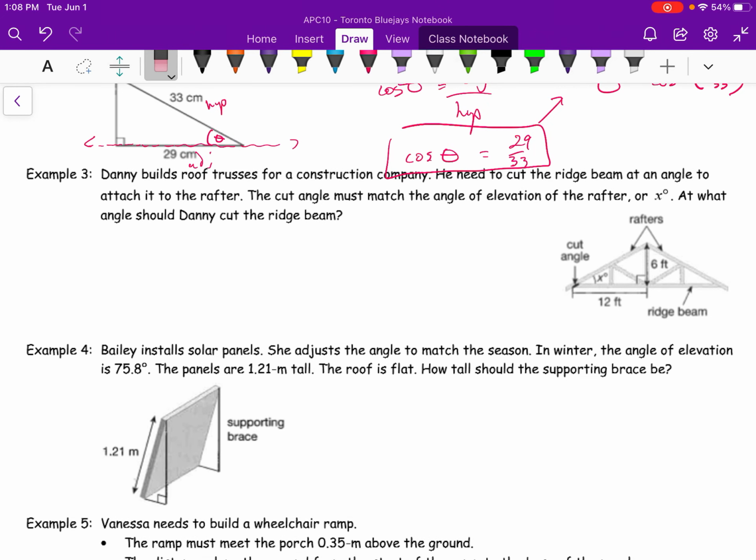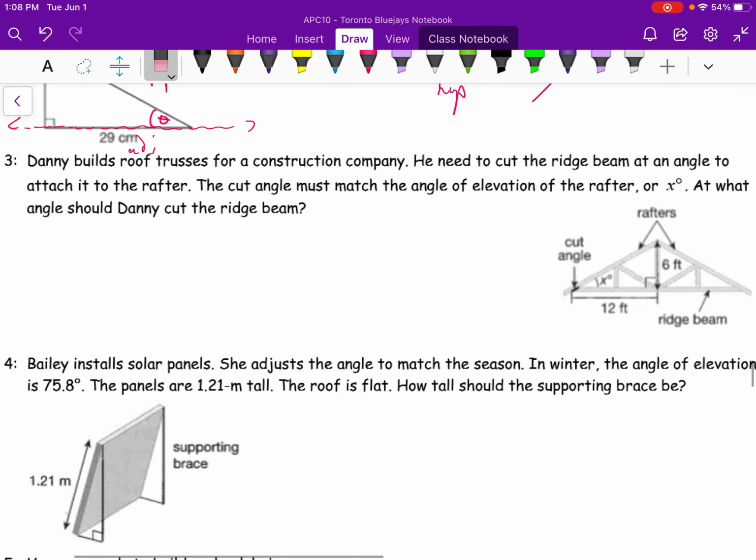All right, example 3. I guess we're going to start earning our money very shortly. Example 3. Danny builds roof trusses for a construction company. Most people call trusses rafters, I think incorrectly. I don't know, I'm not a construction worker, I'm a math teacher. Anyways, he needs to cut a ridge beam at an angle to attach it to the rafter.